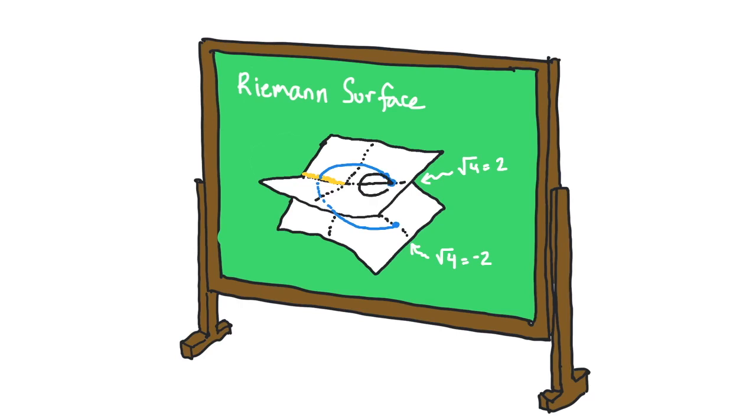Now if we make a smaller loop, we don't go through the glue, and we stay where the square root of 4 is equal to 2. So this shows us that there's something special about 0. That is, the square root of 0 is equal to 0. There's only one possible answer.